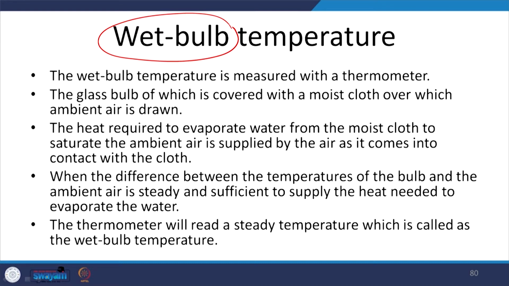Let us say the thermometer generally has a glass bulb in which there is mercury, and depending on the temperature, the mercury will expand into the tube, where the scale is pre-calibrated, and you read the value of temperature, right. So the wet bulb temperature is generally measured with a thermometer. The glass bulb is covered with a moist cloth over which ambient air is drawn. Simply, you take a thermometer and cover the glass bulb with a cloth which is wet, soaked in water, right.